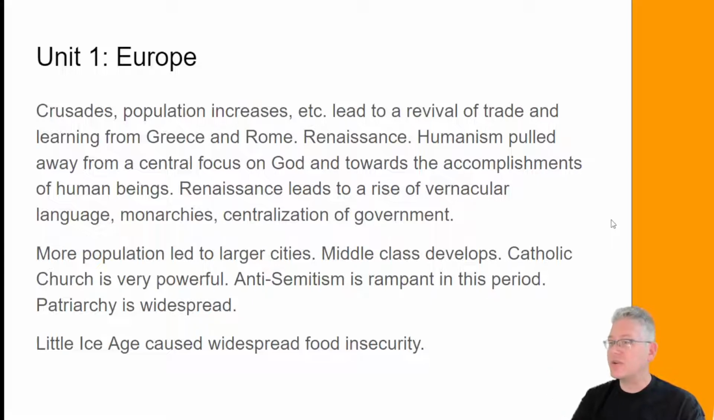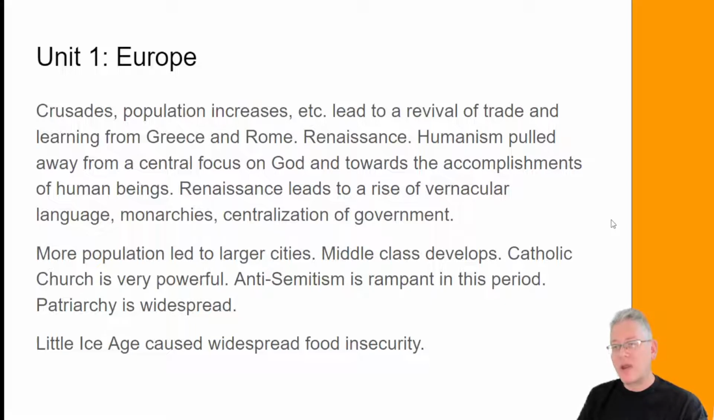Again, it's not a rejection of God. It's like, God is great. He's the most important thing for us as Christians. However, I made this really great painting and I can celebrate that as well, right? So a little bit of human accomplishments as well. The Renaissance, though, because it's more focused on everyday human lives, leads to a rise in what's called vernacular language. People are going to start writing in common languages instead of just in Latin.